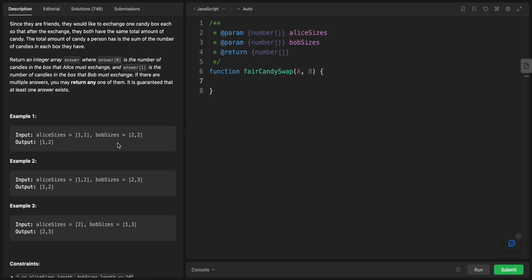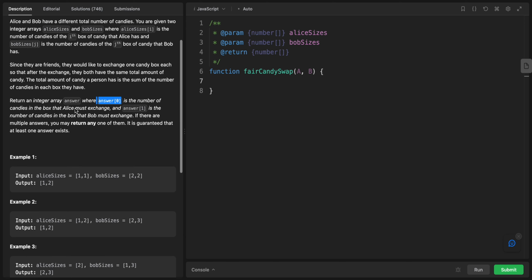The total amount of candy a person has is the sum of the number of candies in each box they have. Return an integer array called answer, where answer of 0 is the number of candies in the box that Alice must exchange, and answer of 1 is the number of candies in the box that Bob must exchange. If there are multiple answers, you may return any one of them. It is guaranteed that at least one answer exists.